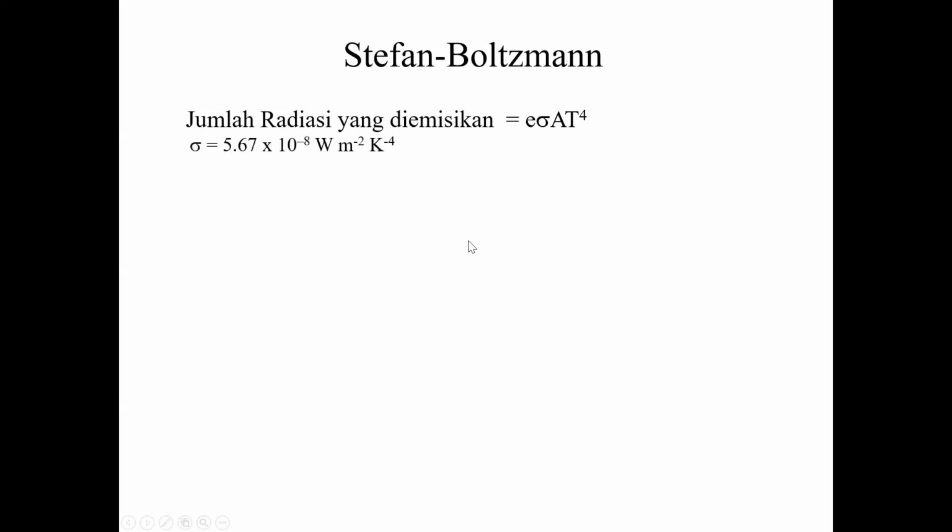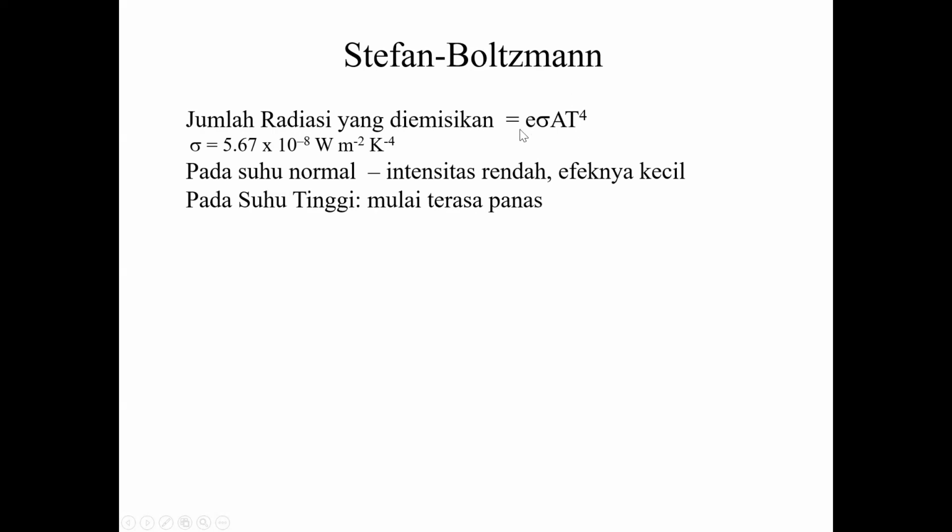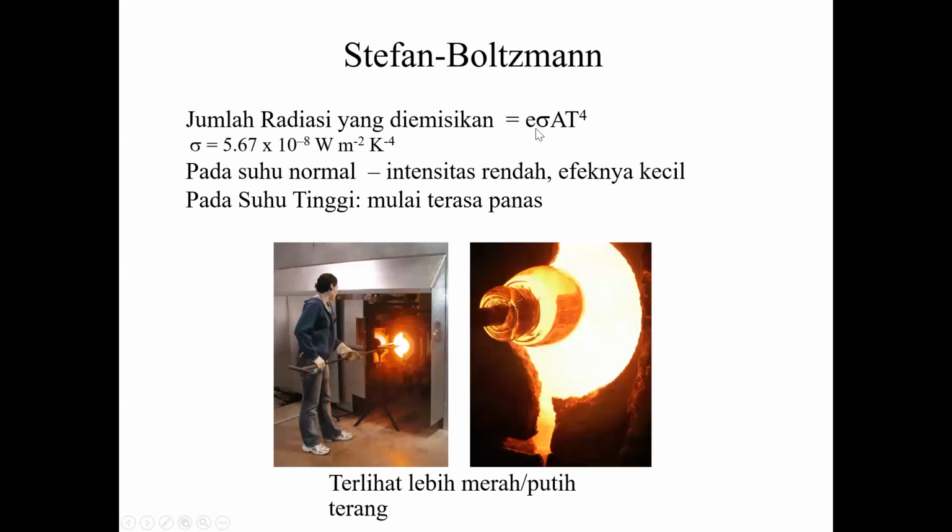So this is the intensity of the radiation emitted by the black body, the black body radiation. The intensity is proportional to T to the 4. Okay, this is e sigma A T^4. Sigma, we call it the Stefan constant. A is the area of the black body. T is the temperature of the black body. e is a constant related to the property of the black body.